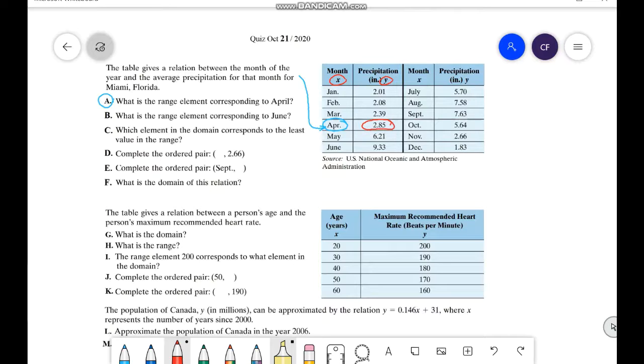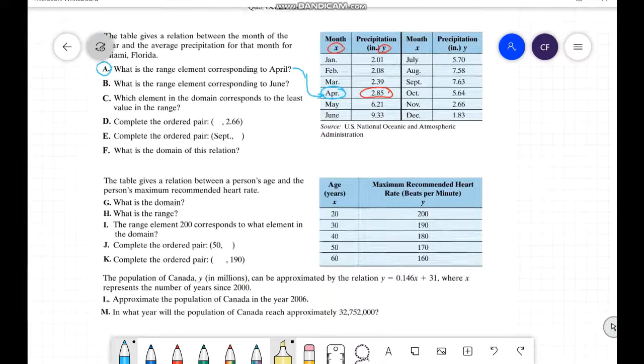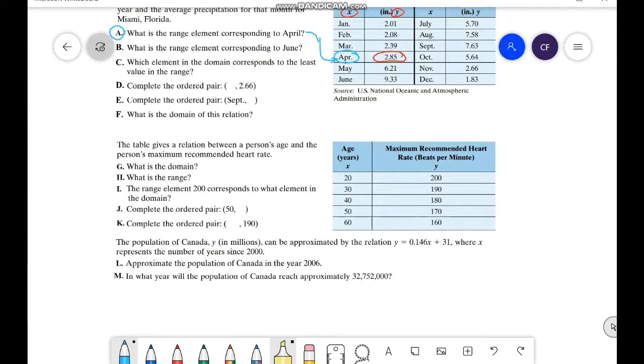And that's what you're supposed to do. That's simple. You're going to do the same thing for letter B. The questions are very straightforward. You just check on the table and you're going to find the answer. This is good for this first part here. The next part, we have another relation between the person's age and the person's maximum recommended heart rate. And there's another table. And the last question is about a relation established, instead of a table, with an equation. The relation is an equation, okay?